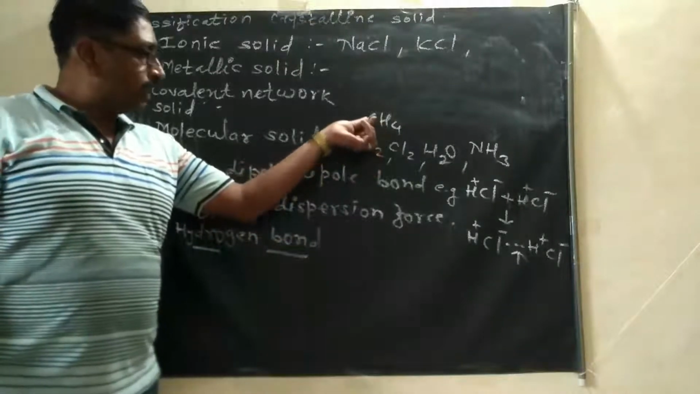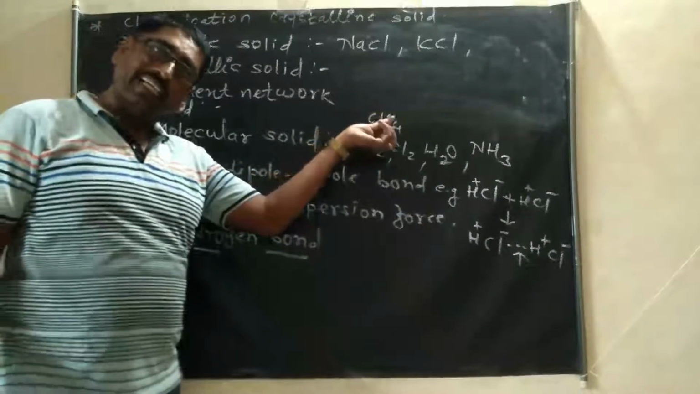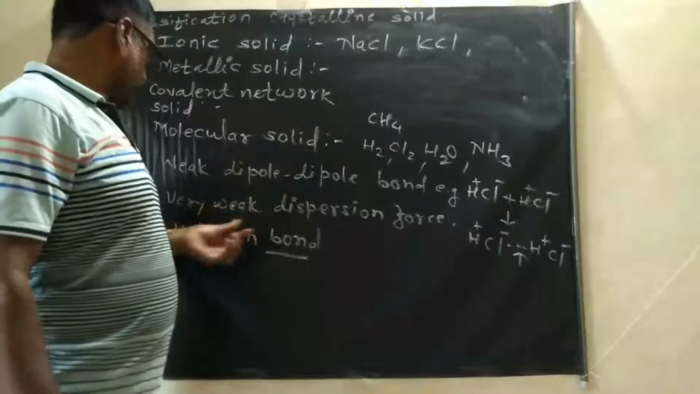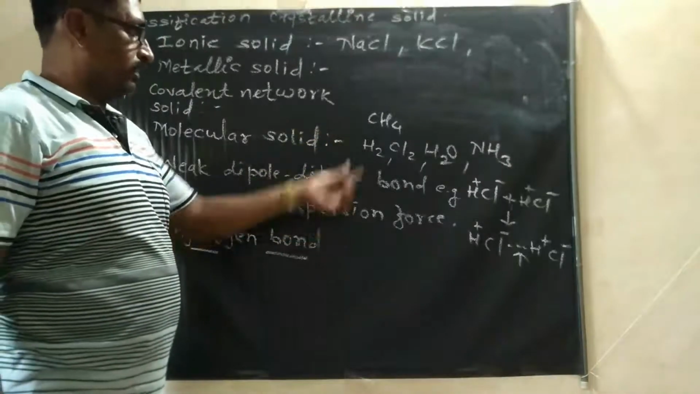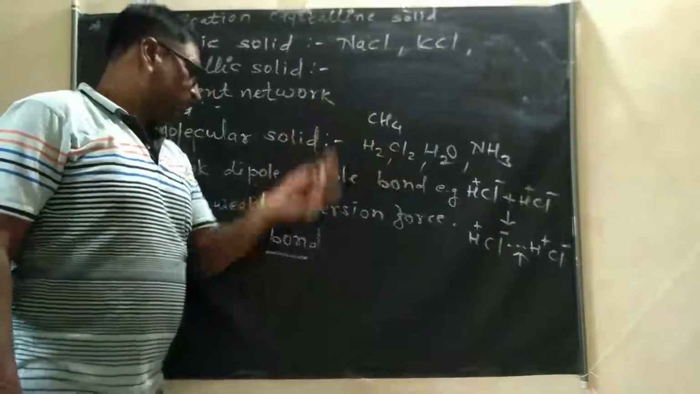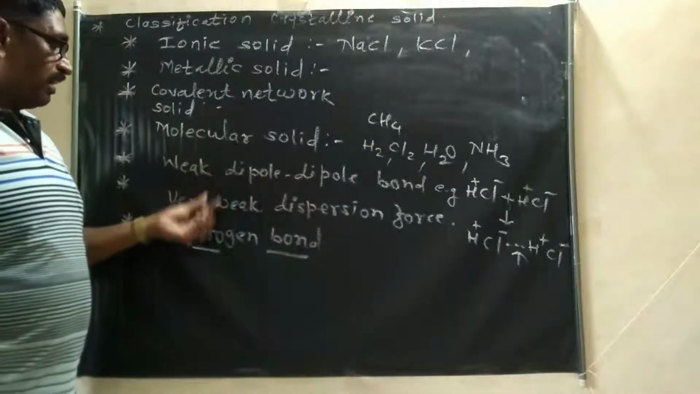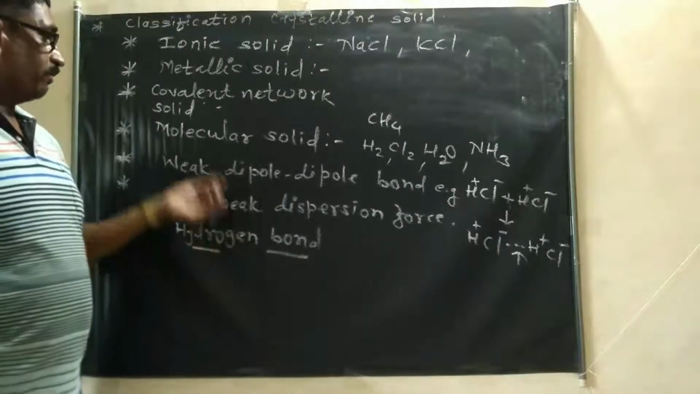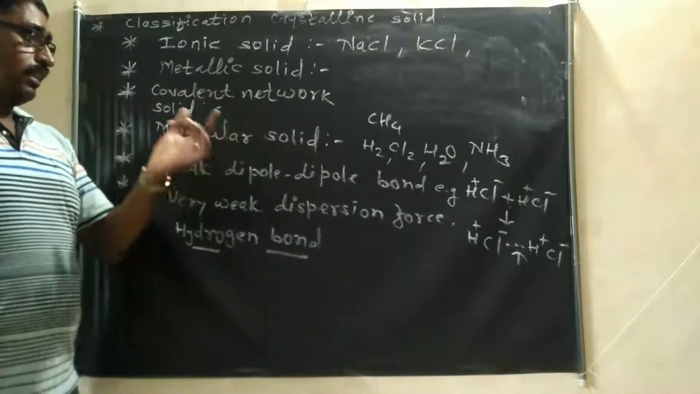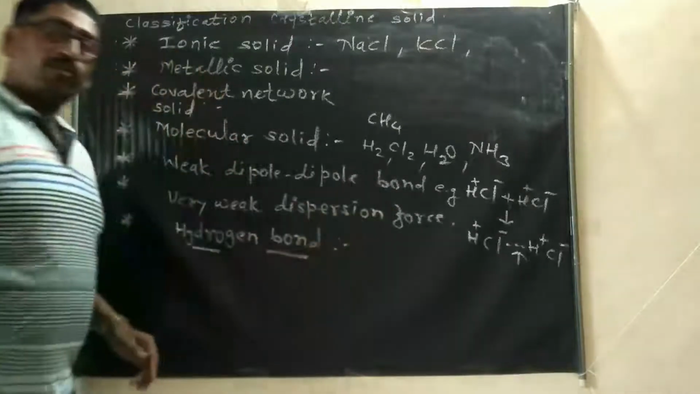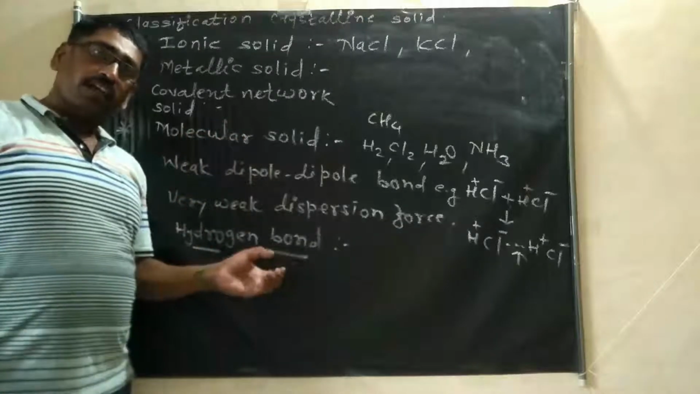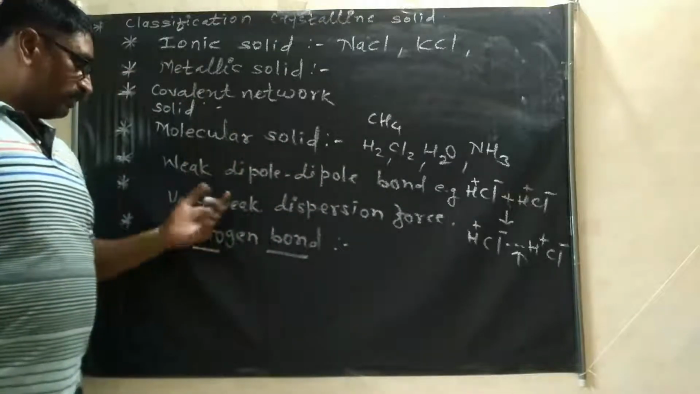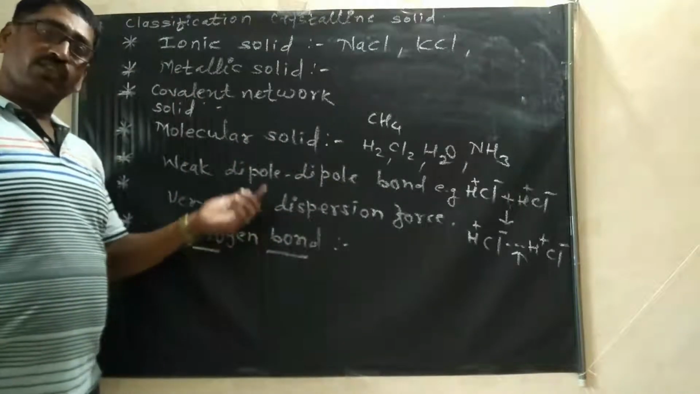Because carbon and hydrogen have very little electronegativity difference, these molecules are held by very weak dispersion forces: CH4, H2 and Cl2. Then the hydrogen bond, which is very important. Hydrogen bond is present in molecular solid. Hydrogen bonds are formed between a more electronegative atom and a more positive atom. The most important note is that hydrogen is essential in that molecule.